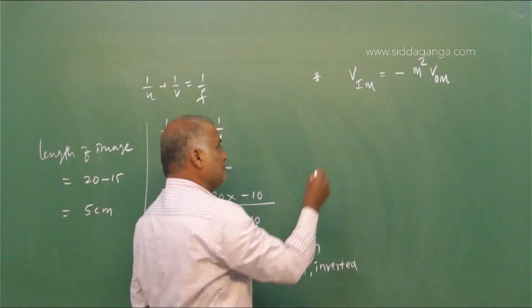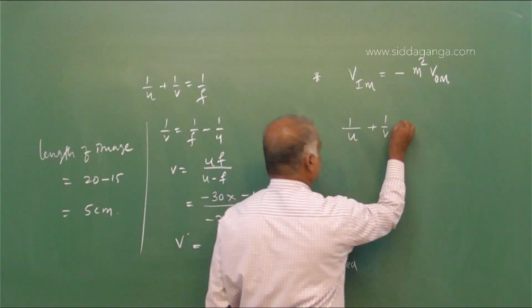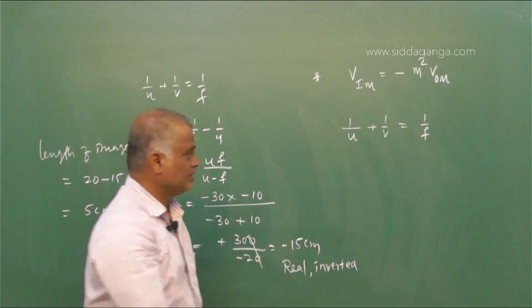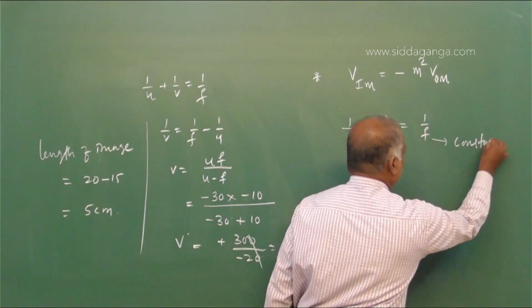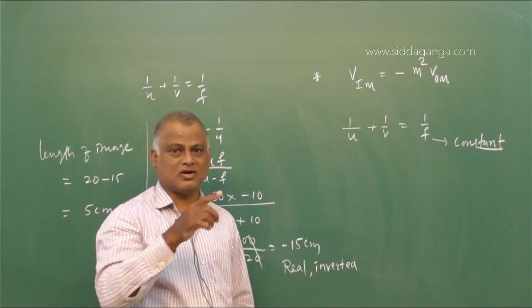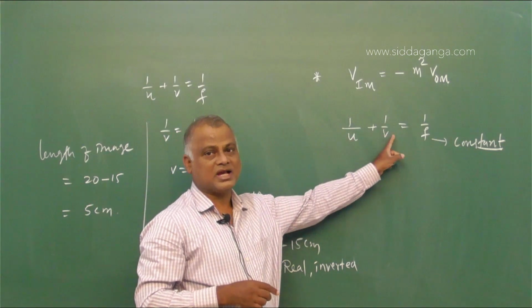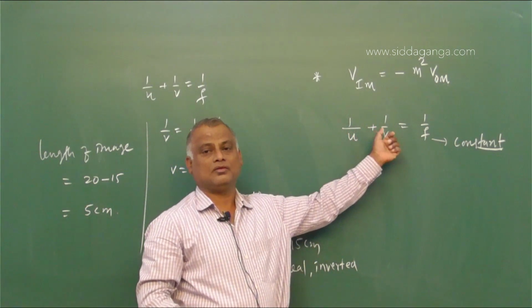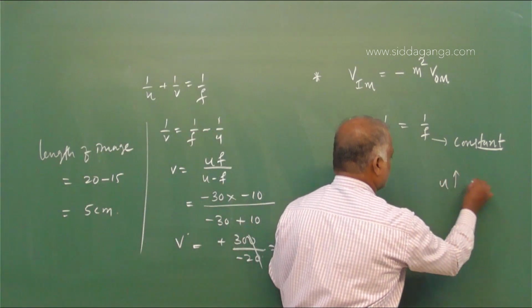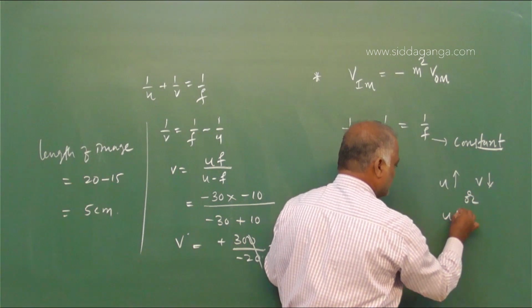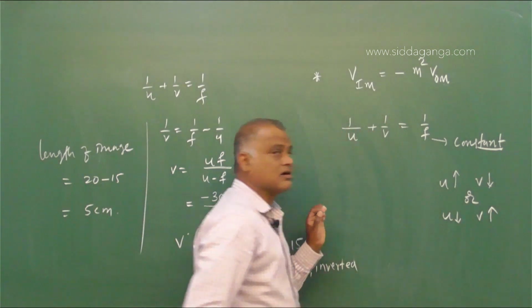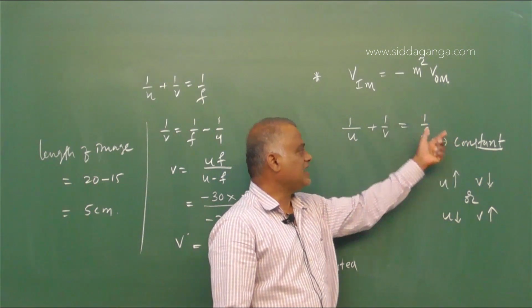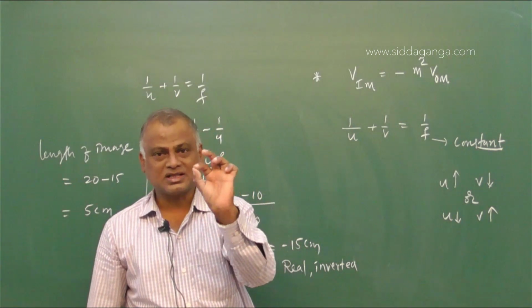For a mirror formula, you have 1 by u plus 1 by v equal to 1 by f. Among these, f is constant here; u and v can be varied. For a given mirror, focal length is constant. If u is increased, v has to be decreased so that the sum remains constant. If u decreases, v increases. If you decrease the object distance, the image distance should go on increasing, and vice versa, such that the sum remains constant for a given concave mirror. The same rule holds good for the convex lens also.